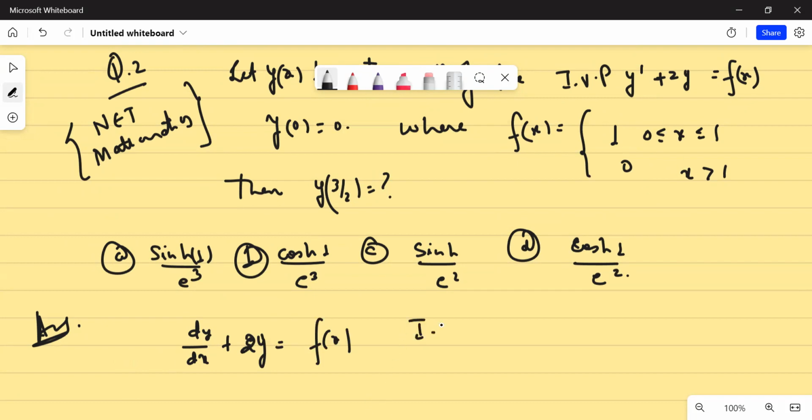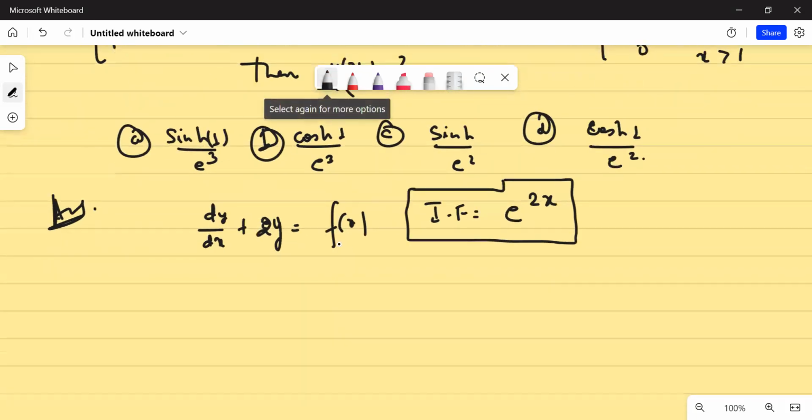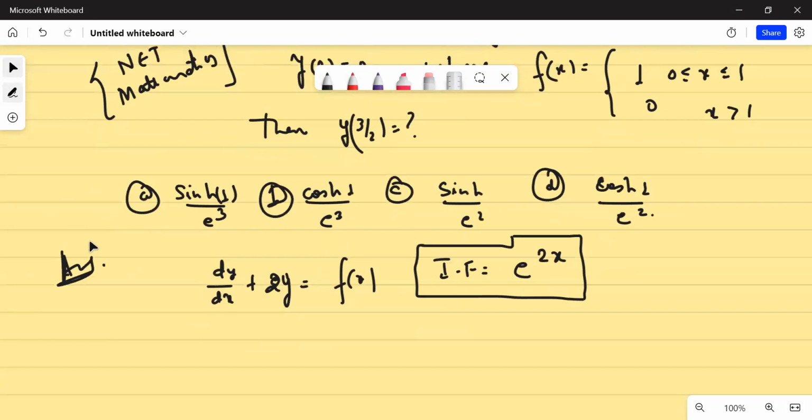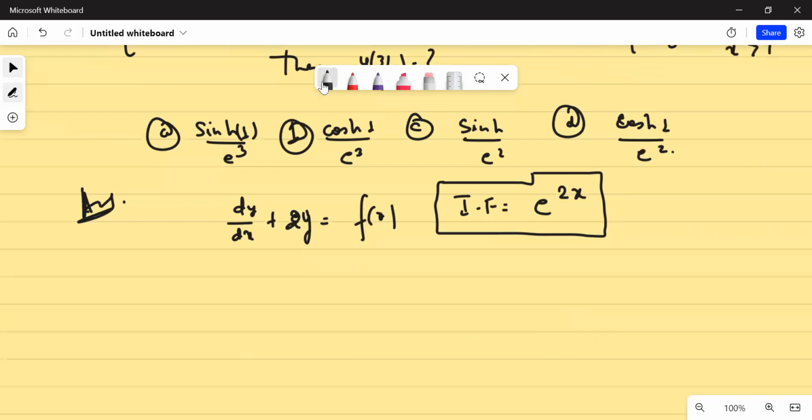Now, first find the integrating factor. The integrating factor for this particular differential equation would be e to the power 2x. Is that clear? You can see that this integrating factor would be e to the power 2x, isn't it? Now, this function f of x will have two different values depending upon x. So I'll simply take two cases.